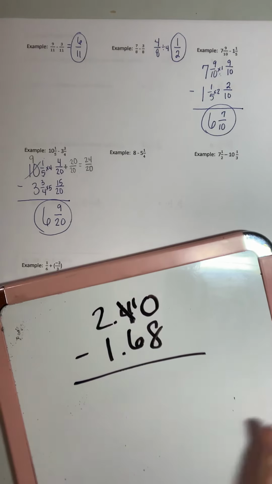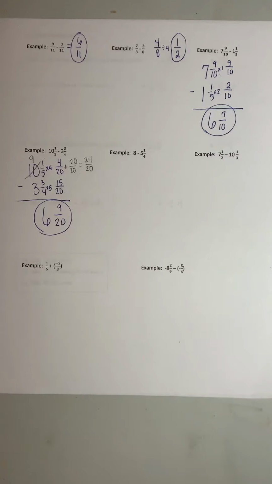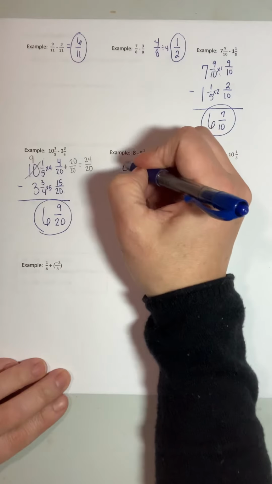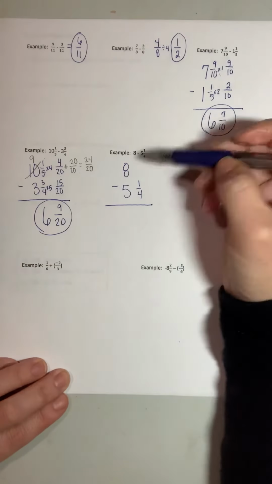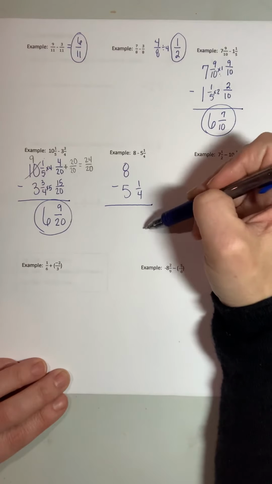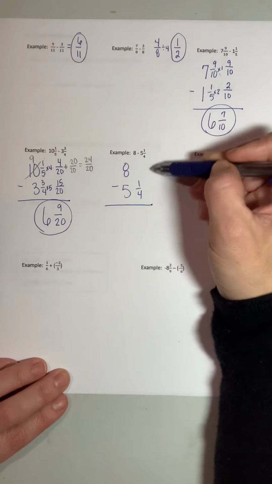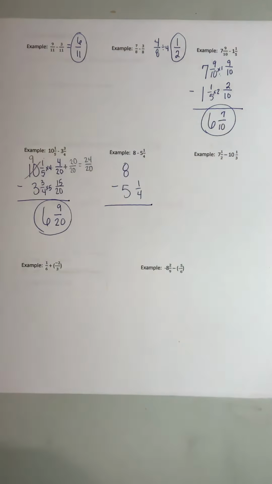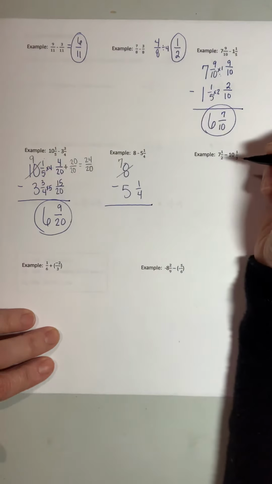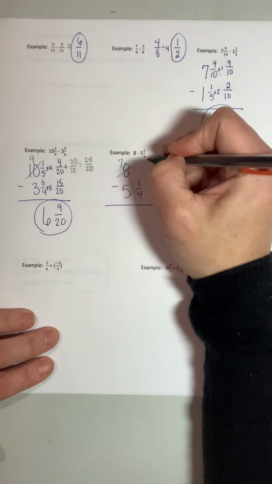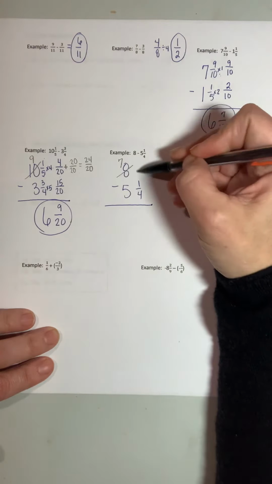Well, same thing with fractions. If I have an 8 minus 5 and 1/4, I can't just bring this 1/4 down. I have to subtract it from something. So this is another situation where you're going to borrow, and you're going to put the one that you borrowed over here as a fraction.